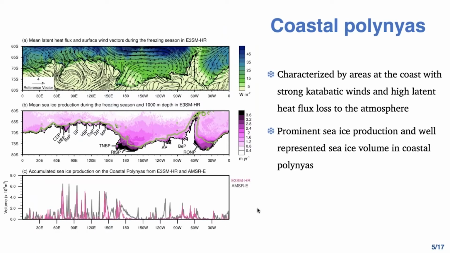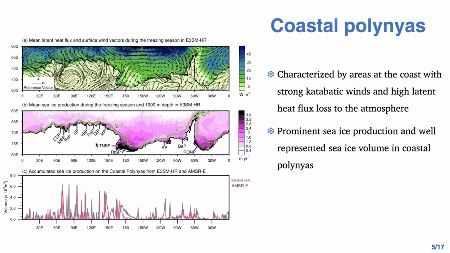Okay, so coastal polynyas first. These results are from E3SM-HR only. They show in the first panel the latent heat flux exchanges with the atmosphere. It's positive because it goes mostly into the atmosphere. And then on top of it, there are surface winds. And then the second panel shows the sea ice production during the freezing season.